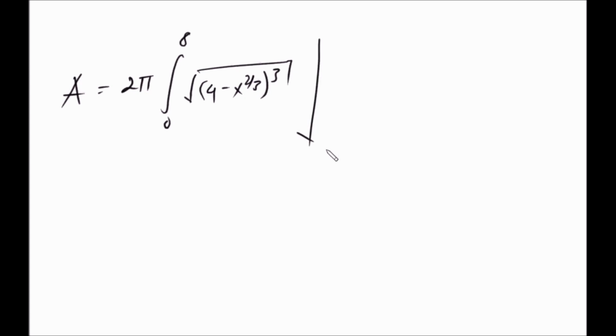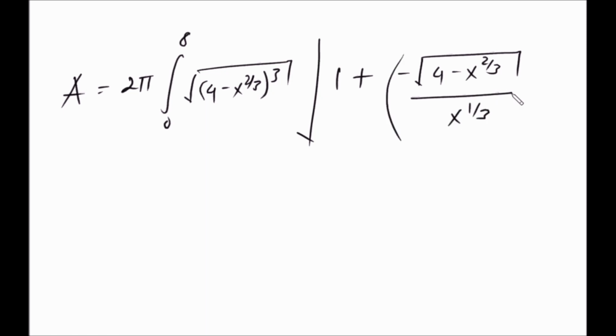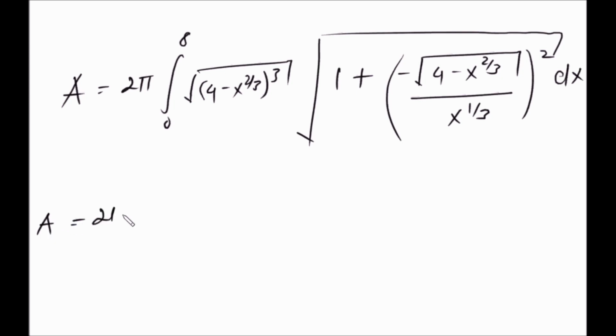Kwa hiyo itakuwa ni area ni sasa na 2 pi from 0 to 8. So what's our y? Our y is 4 minus x power 2 over 3 cube hivi. Square root ya 1 jumlisha dy dx tumepata nini? Negative the square root of 4 minus x power 2 over 3 over x power 1 over 3. Hii ndo dy dx. Gonna square it. So all of this with respect to x. So nikisquare hiyo inakuwaje? Area inakuwa ni 2 pi from 0 to 8.